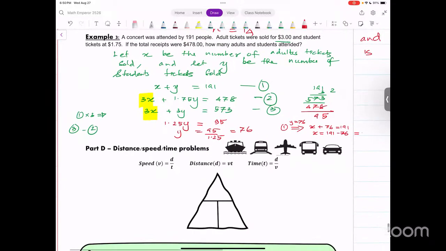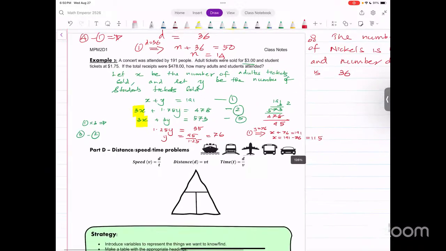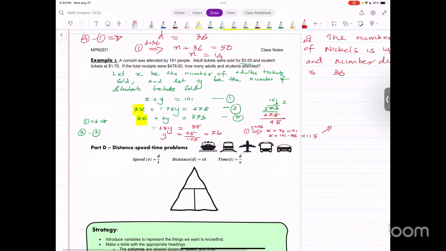115. You need to write a conclusion statement. Therefore, the number of articles sold was 150. No, there were 115 articles sold. Therefore, there were 115 adult tickets sold and 76 student tickets sold.